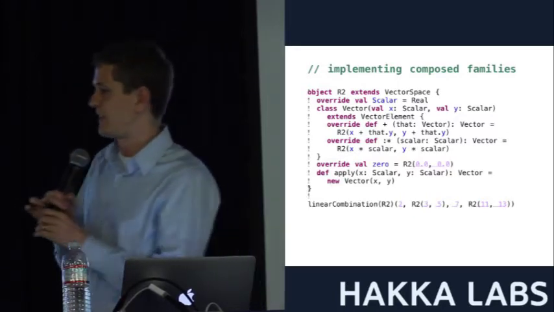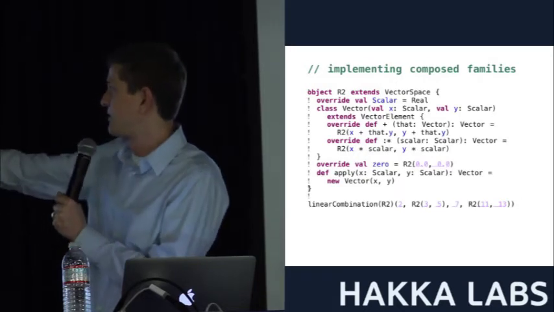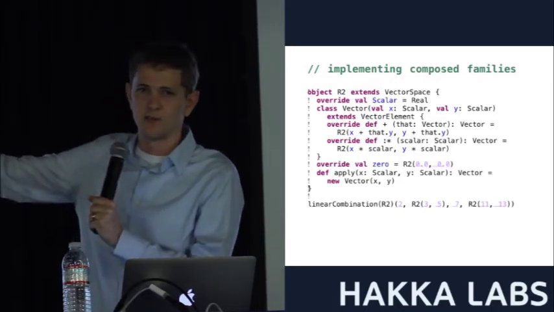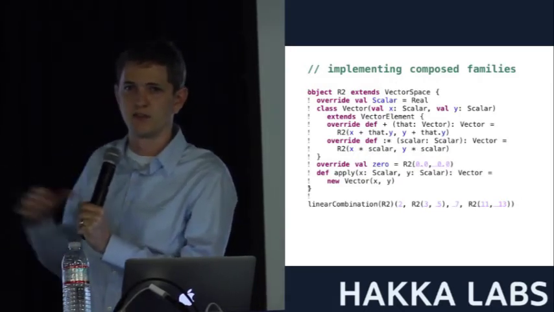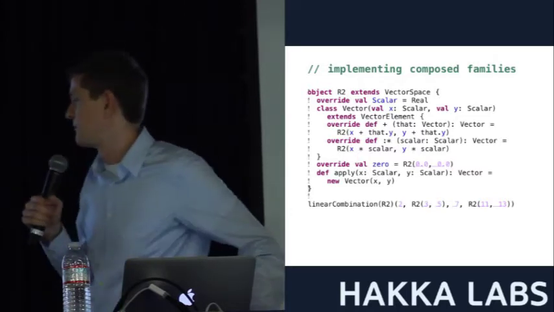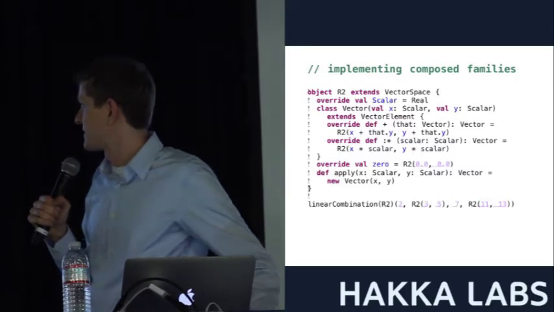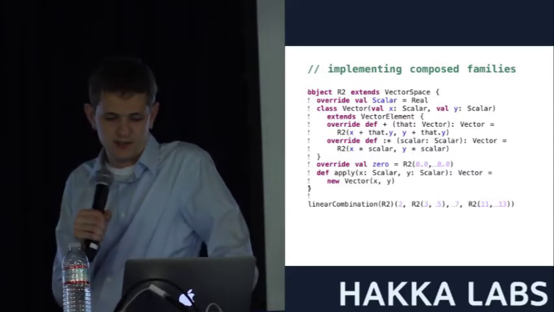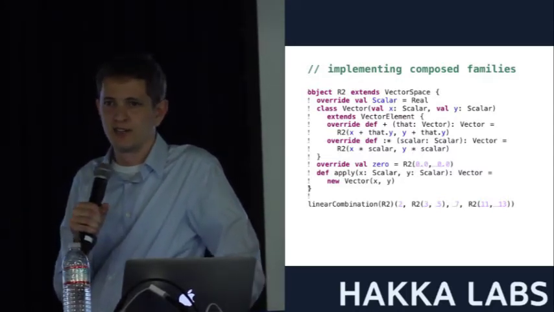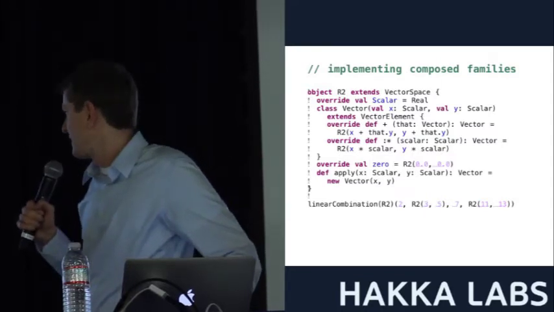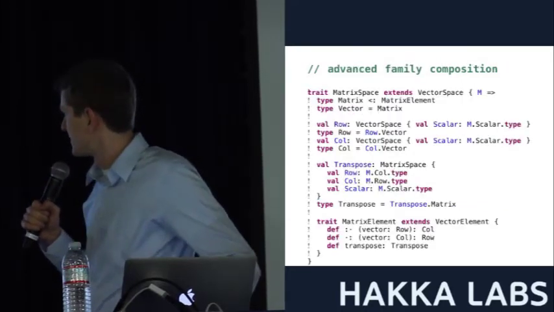One thing I didn't point out is that the factory method for the real field was marked implicit, so you can implicitly convert doubles to reals, and again, no boxing there. So you can use it nicely with concise syntax, but you get the abstraction when you need it. And that's how you would call the linear combination method.